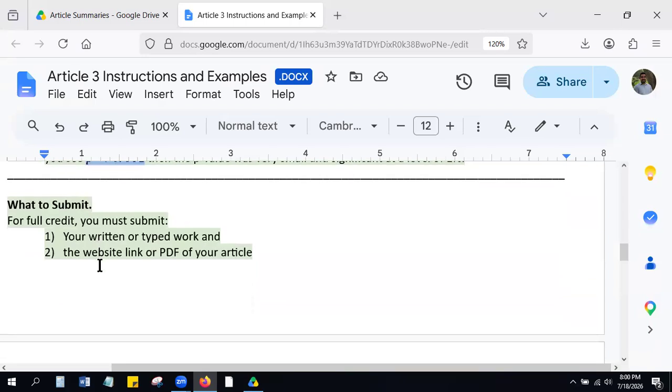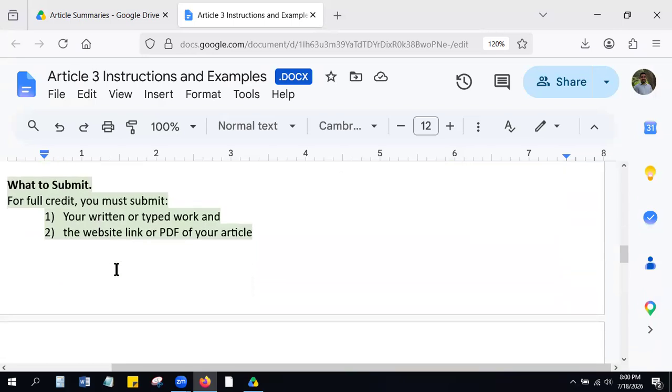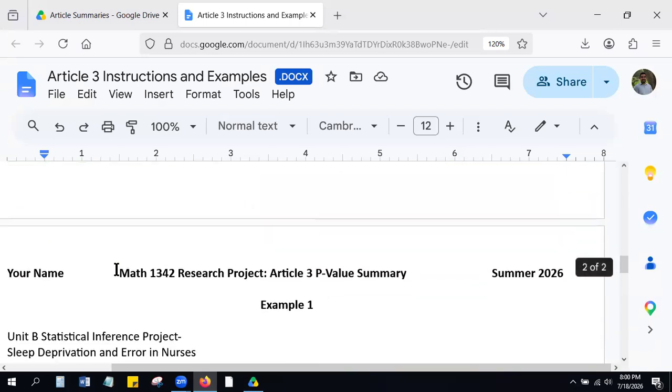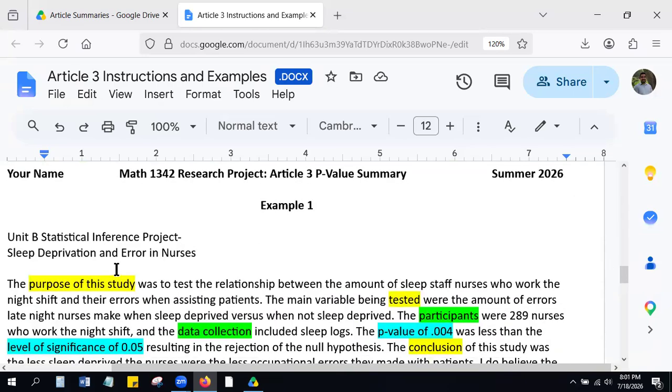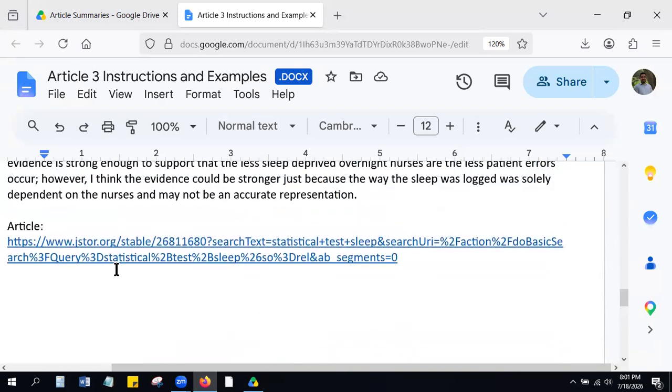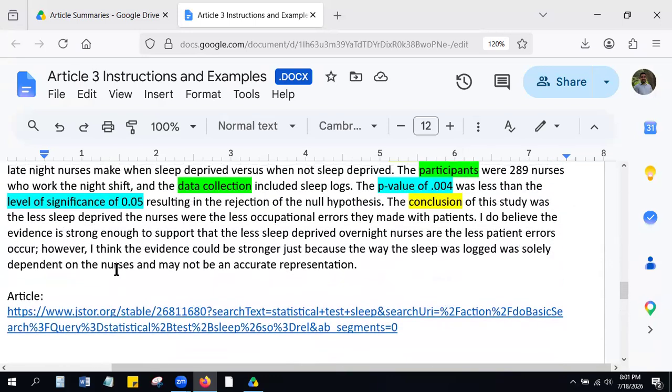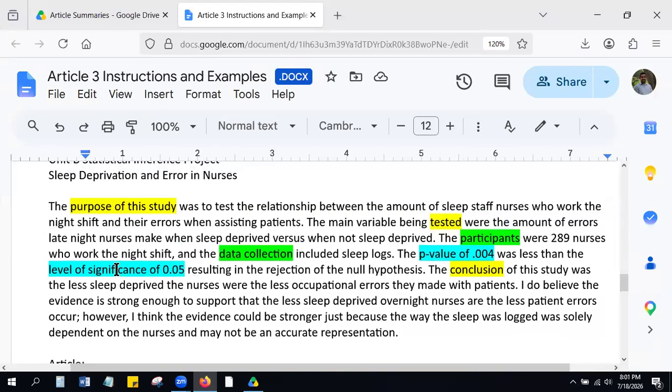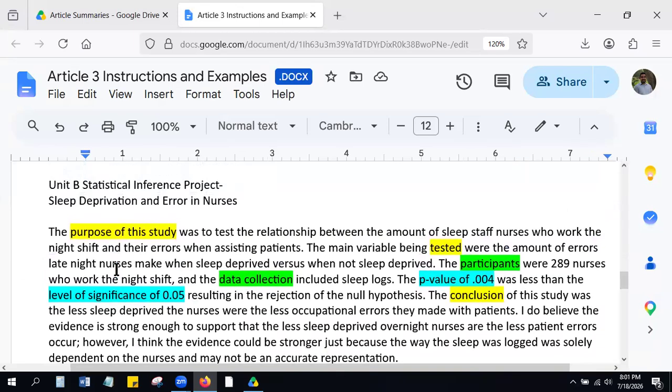And then you'll write up a paragraph, you'll upload that with the link, and then I've got two examples. You only need to do this once. Now there are two examples here, but for this one you only need to find one article for your article 3 that's got a p-value.